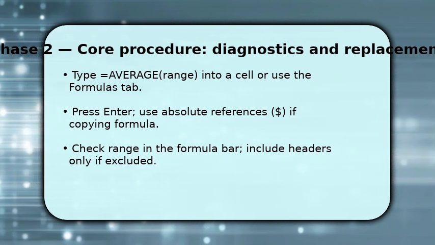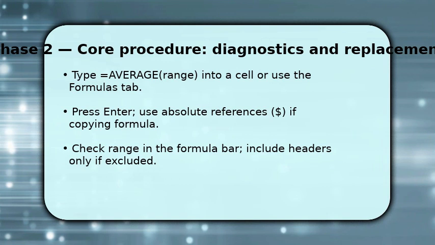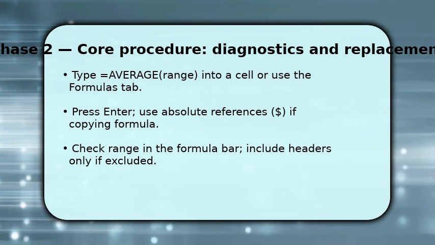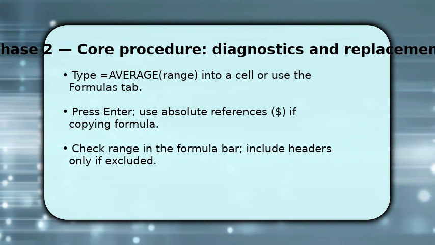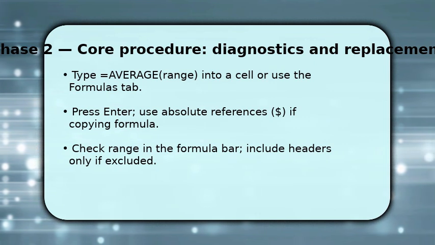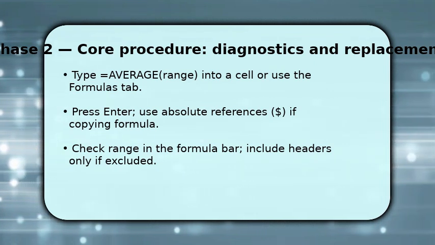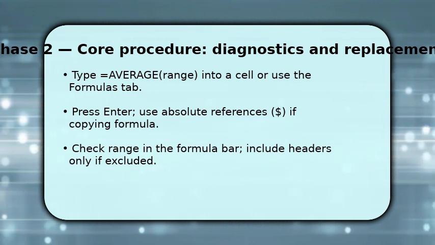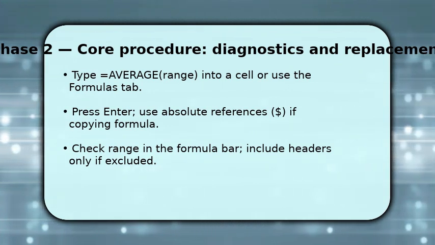Once in place, make sure to use absolute references like $A$2:$A$101 if you plan to copy the formula across sheets, because relative references will shift. If some cells should be excluded, adjust the range in the formula bar. Also, consider using a table reference like equals AVERAGE(Table1[Values]) for clarity and resilience.